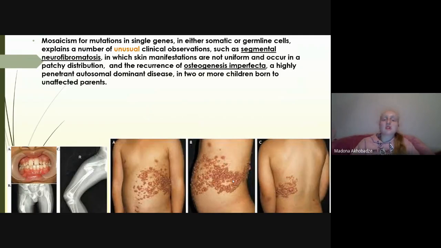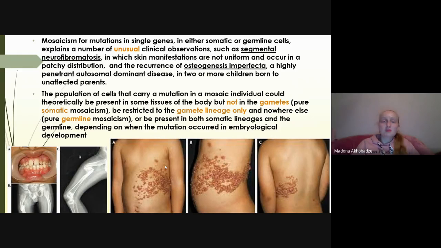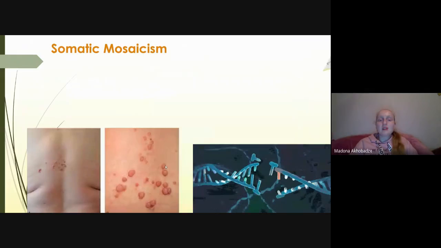It means just a part of the somatic cells inherit the disease, so only these somatic cells express it, like these neurofibromas that are only on this part of the body. Or osteogenesis imperfecta, a highly penetrant autosomal dominant disease, where two or more children are born to unaffected parents. And this is how it looks.